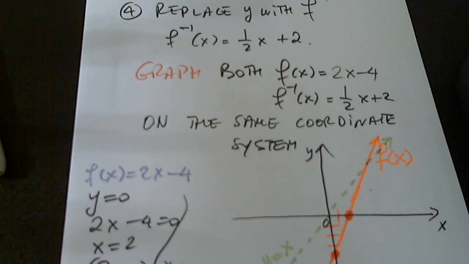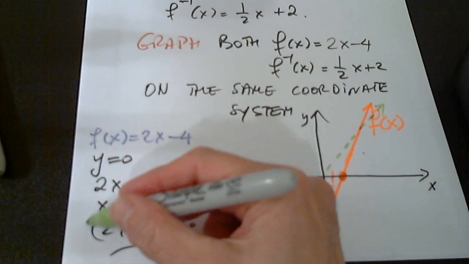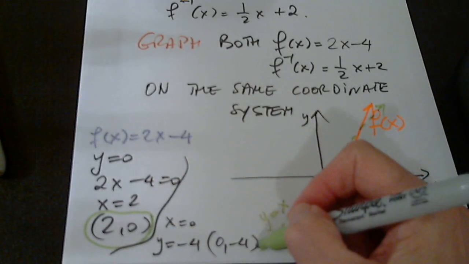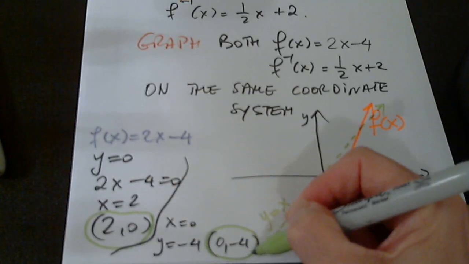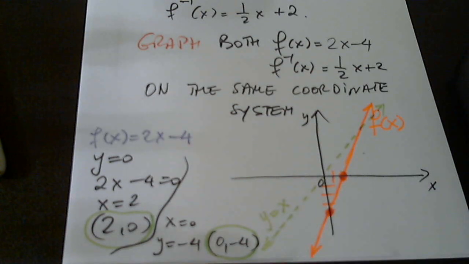Okay. Now, you perfectly gave me 2 comma 0 and 0 comma -4 as ordered pairs for the function. When you look at these two, can you come up with the 2 ordered pairs we need for the graph of the inverse function?